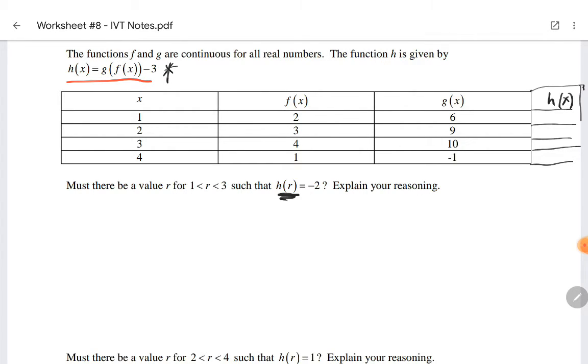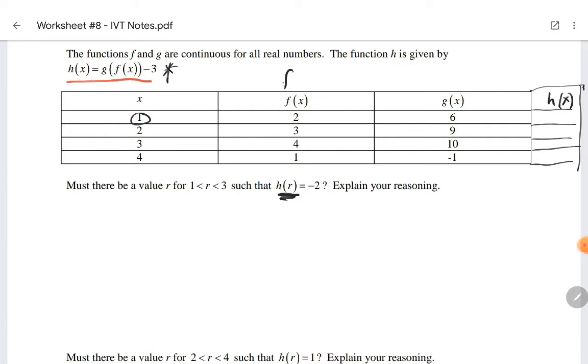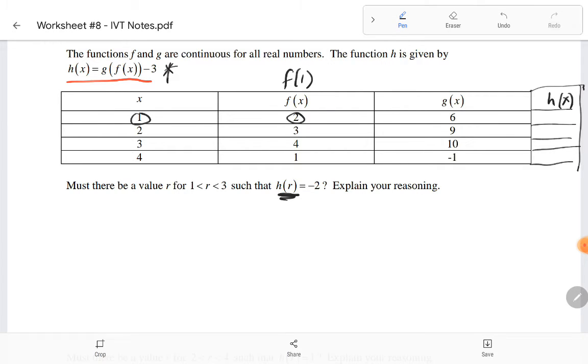Watch. I start with x equals 1 because they only give us 4 x values. So of course I have to start with 1. I plug 1 into f and I get 2. That's what this table means, right? If I plug 1 into f, I get 2, and then if I plug 1 into g, I get 6, right? So that's how you read the chart.